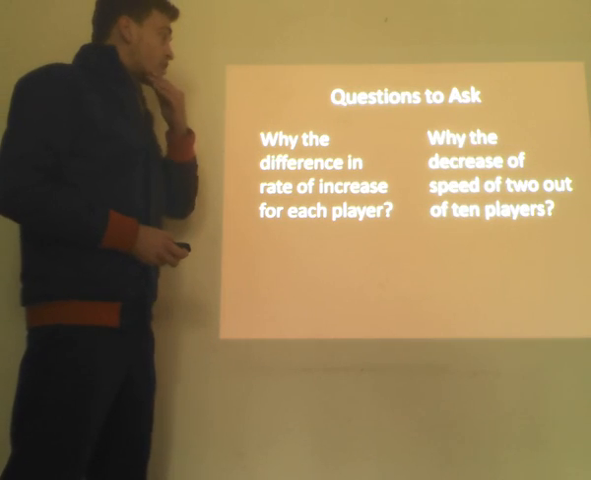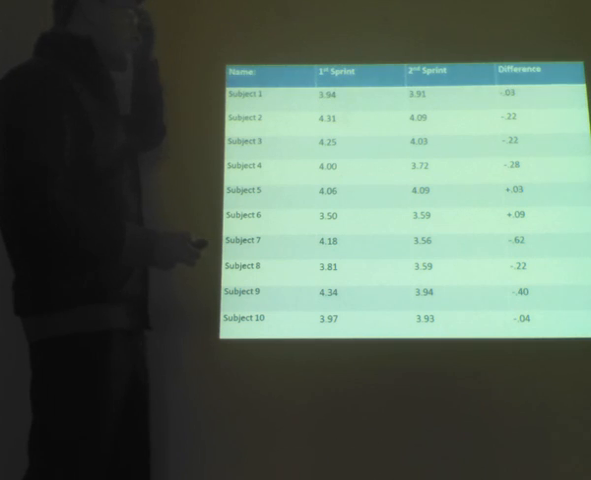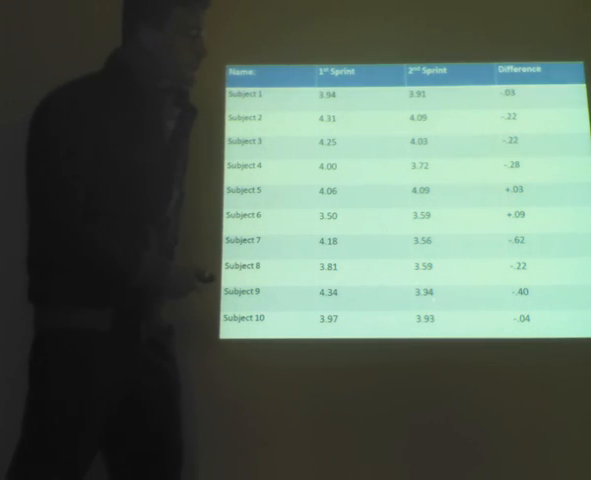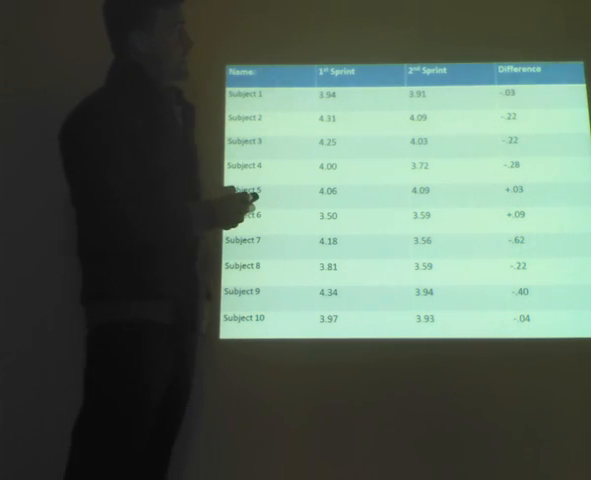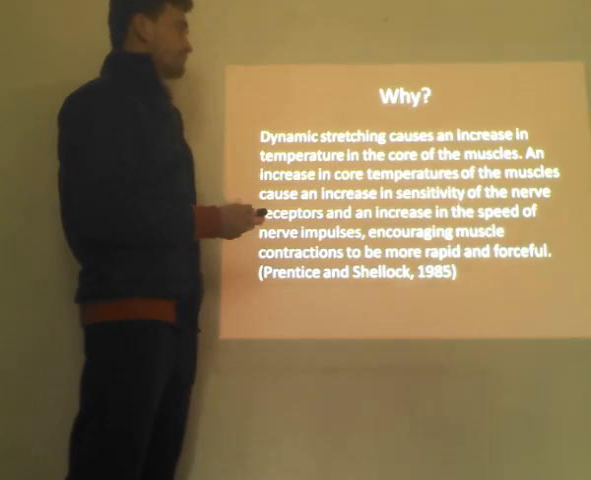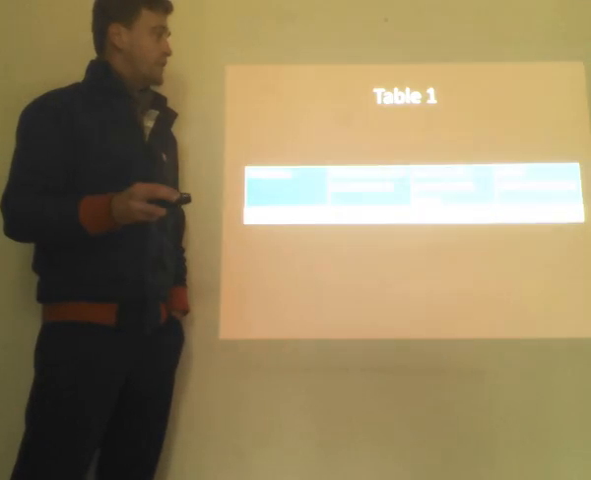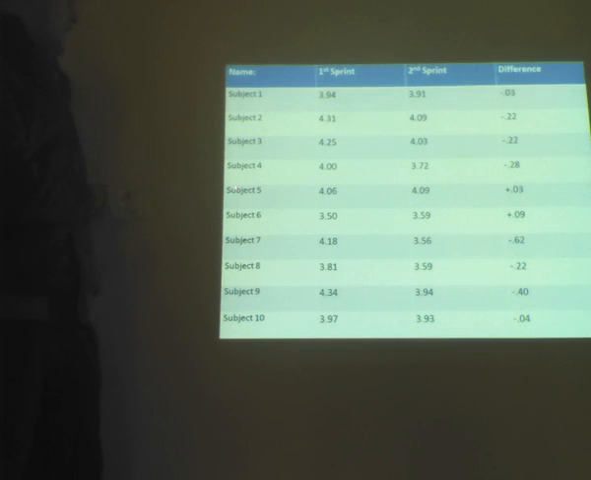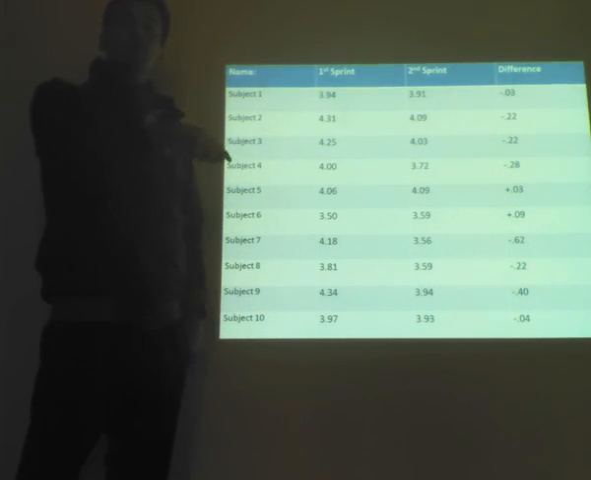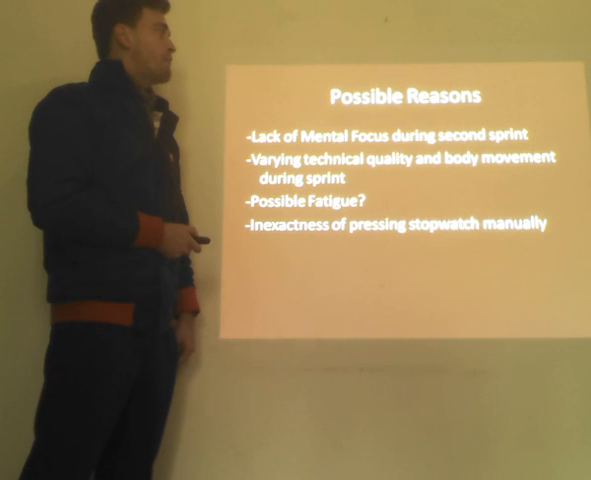Okay? Some questions to ask. Why the difference in the rate of increase for each player, right? If you go back here, we can see some players, the difference was huge. For example, if we look at subject number 7 over here, almost a full second, 0.62 seconds increase. Up here, we see the difference very small. Okay? Why is that? Well, we don't know, actually, right now. The other question to ask is why the decrease of speed of 2 out of 10 players? Right? So we saw that earlier. In 2 out of 10 players, subject number 5 and subject number 6 over here, 0.03 and 0.09 seconds increase for their second sprint. Why is that? Okay? I don't have scientific data to explain why. I just have some possible reasons.